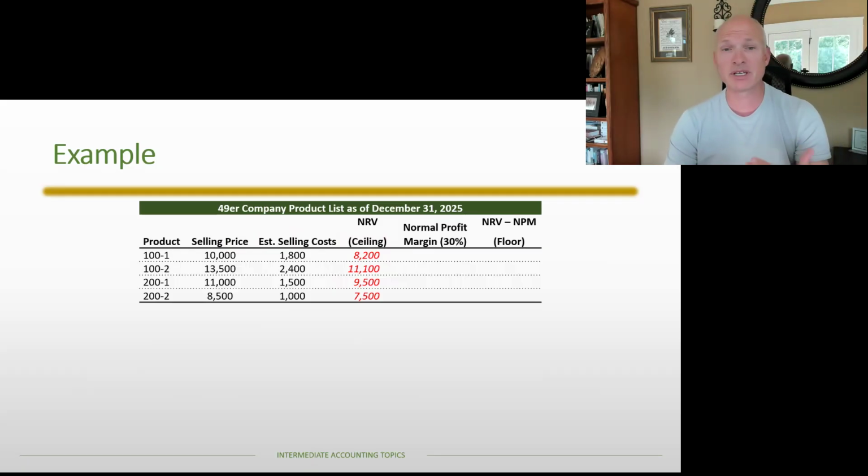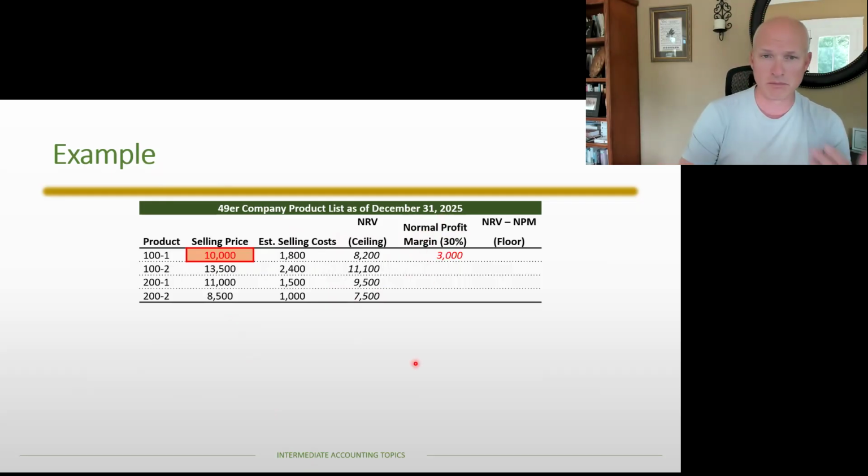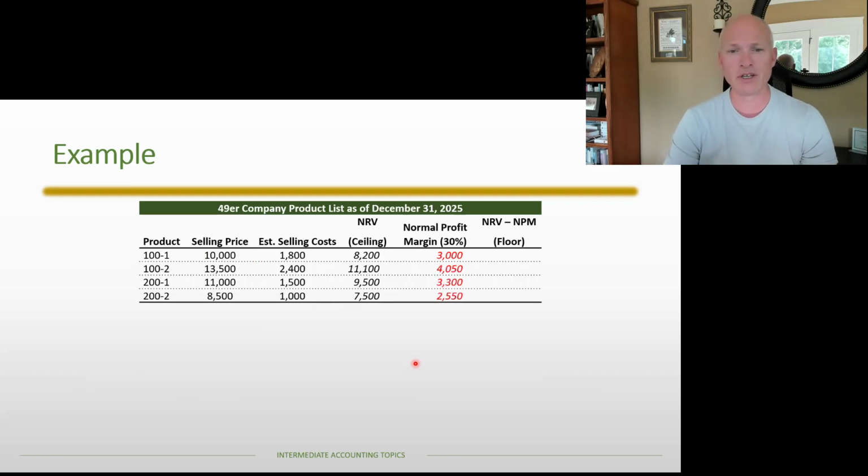And then the next step is to calculate our normal profit margin for each item. When we do the normal profit margin, we take the selling price and multiply it by that profit margin, which is 30%. And so the normal profit margin for product 100-1 is $3,000. And we do the same math all the way down. 30% of each selling price gives us our normal profit margin for each of the four items.